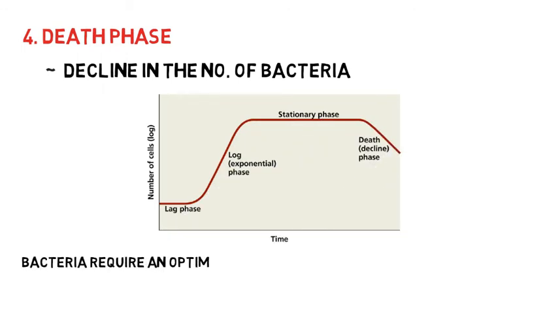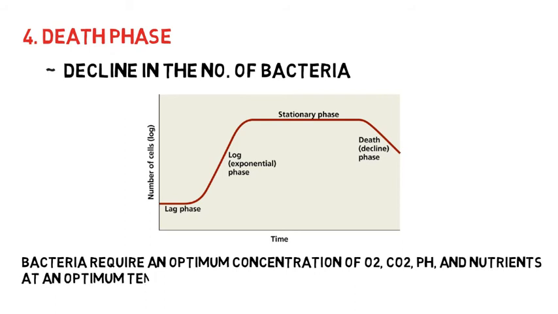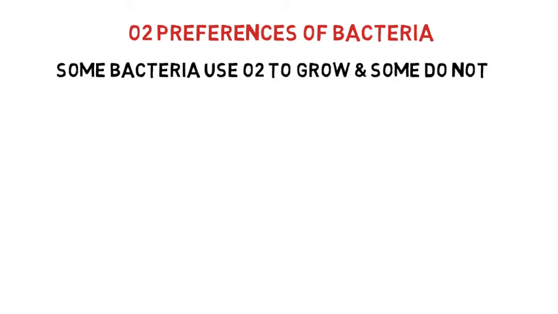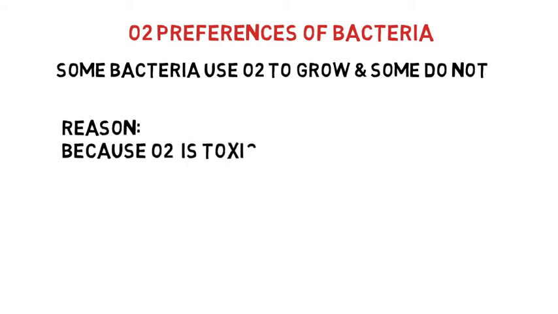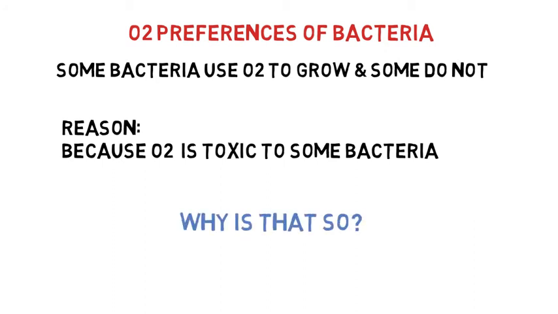Bacteria require an optimum concentration of oxygen, carbon dioxide, pH, and nutrients at an optimum temperature for best growth. In this video, we'll talk about the oxygen preferences of bacteria. Some bacteria use oxygen to grow and some do not. The reason why oxygen is not used by some bacteria is because it's toxic to them. And now we are going to discuss why that is so.